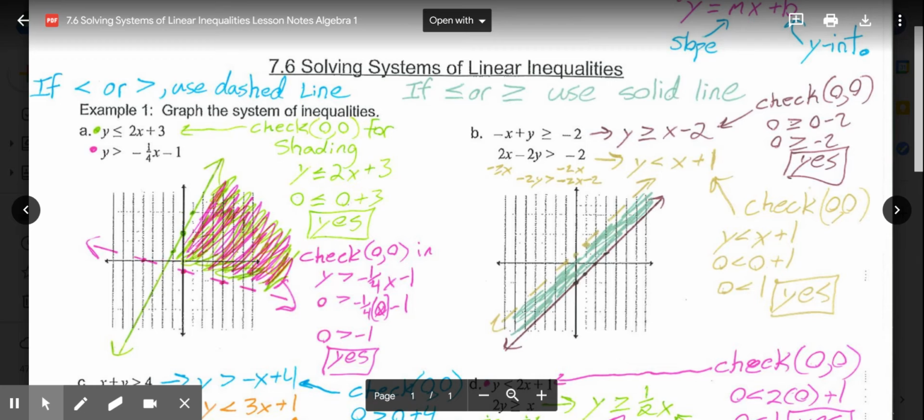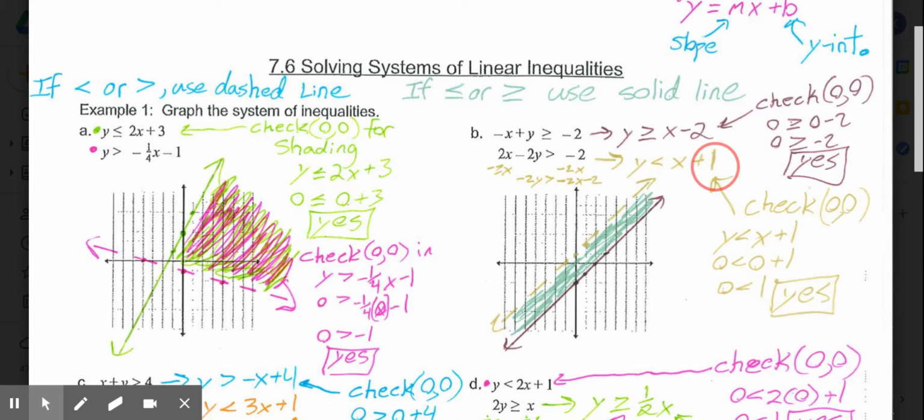Then with the next one, y is less than x plus 1, it's a dashed line crossing the y-axis at a positive 1. Slope is still up 1, right 1, up 1, right 1. So in this case, we end up with two parallel lines. Now the question is, are we shading in between them, outside?